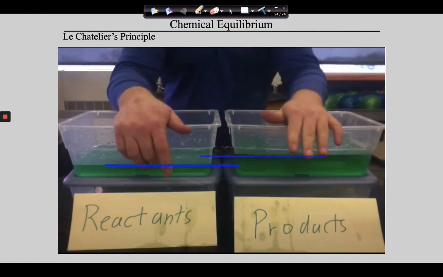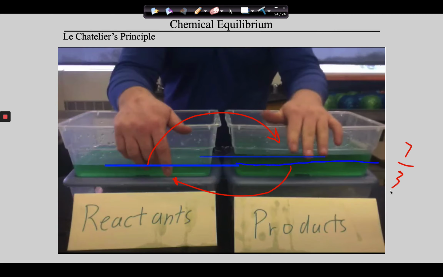Now, what if we did something tricky, and what if we sucked some of this water out and made this go down? Well, if this went down, then the reaction would actually try to replace it. This would move forward faster than this moved backwards because there'd be less to scoop backwards, and we'd still go back to that 7 to 3 ratio.